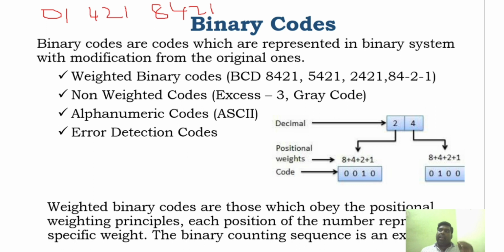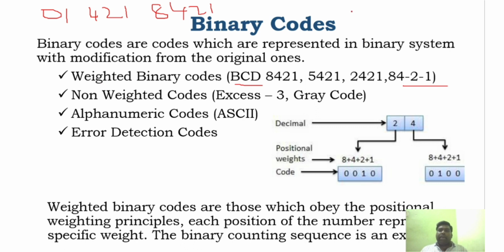Weighted binary codes are something which we normally use. There are a lot of weighted binary codes: BCD, binary coded decimal, that is 8421 code, 5421 code, 2421 and 8421, and 84 minus 2 minus 1. This is weighted binary codes. And you ought to understand what weighted binary codes are.